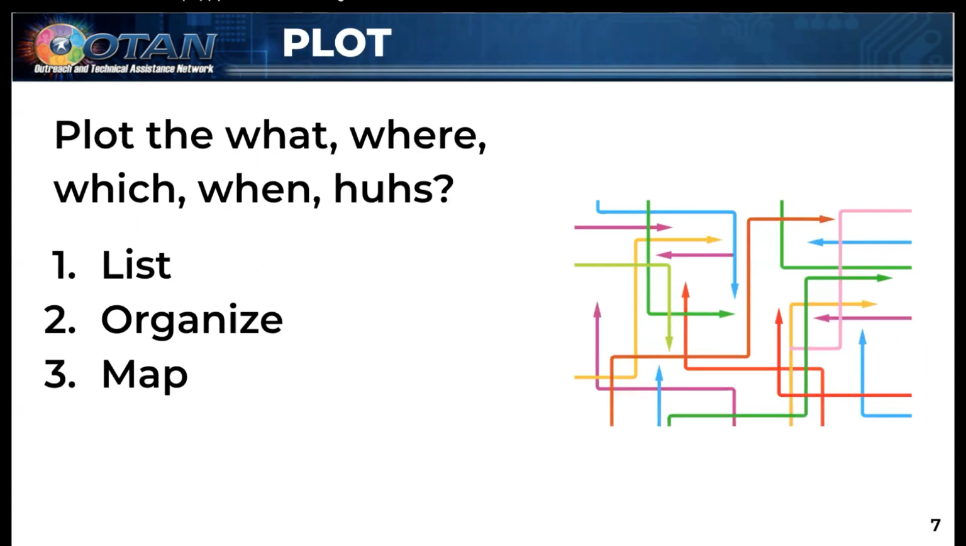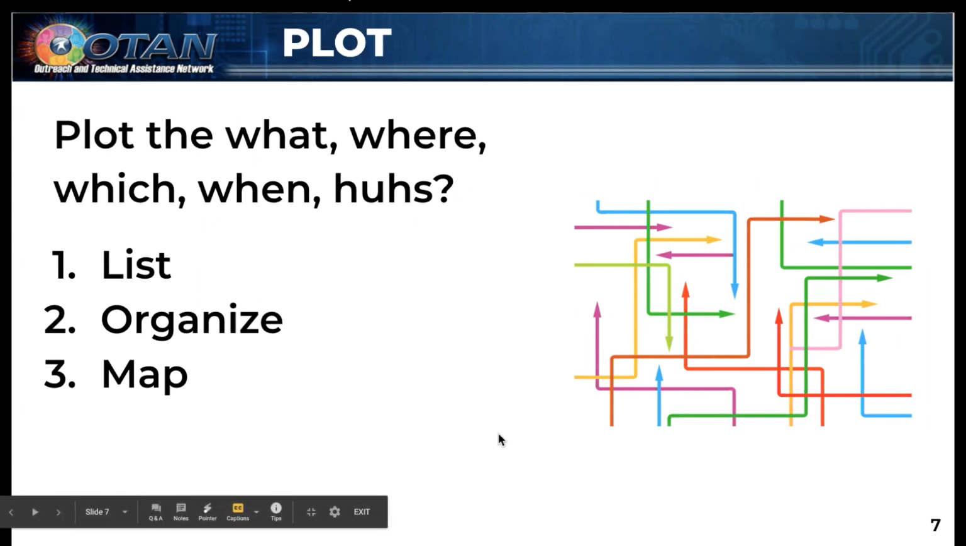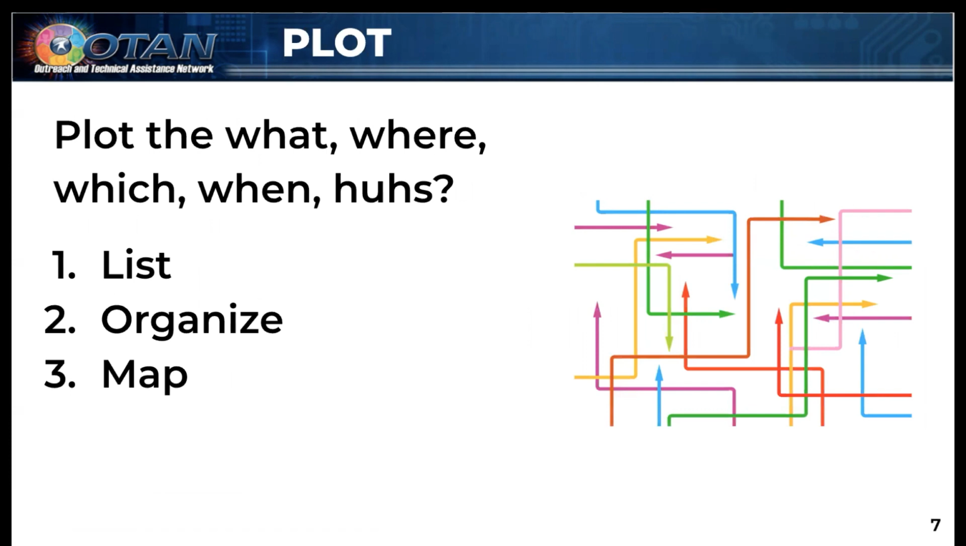Moving on. Next, we're going to plot the what, the wheres, the which, the whens, and the hows. Okay? You want to have a list, you want to organize, and a map. It's really simple, but you really need to write this down a little bit. If you don't, you're going to get lost.